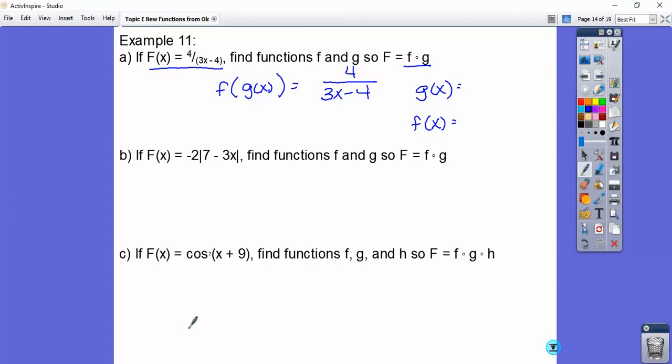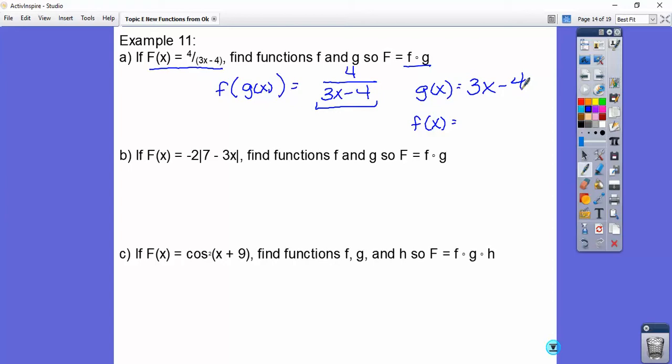If I just gave you a number and told you to evaluate it, what do you do first? Multiply by 3, subtract your 4, right? So a couple different options. You could say your g of x is that whole thing. Okay, you could also say your g of x is just 3x. That would also work.